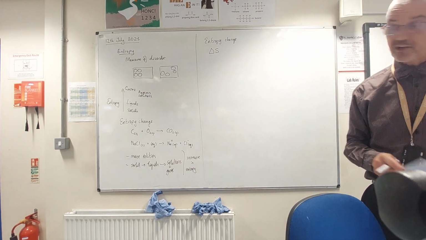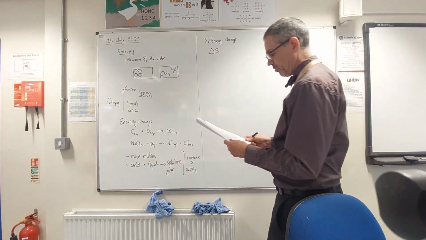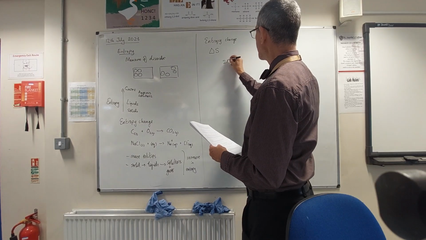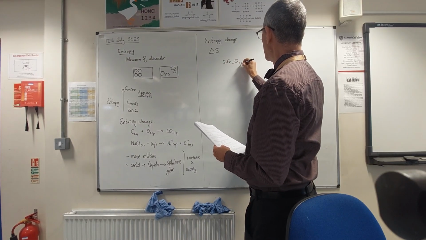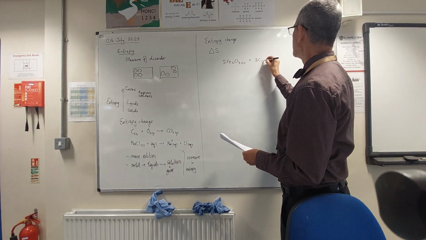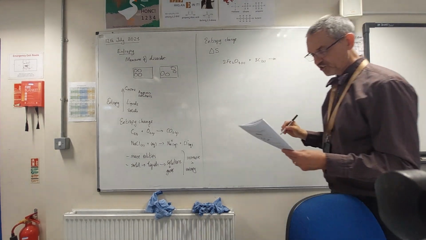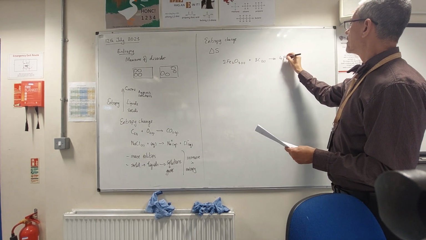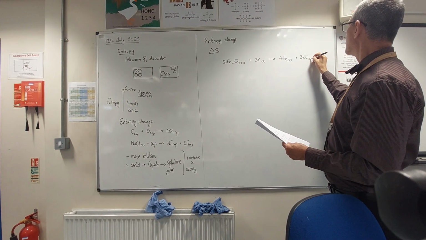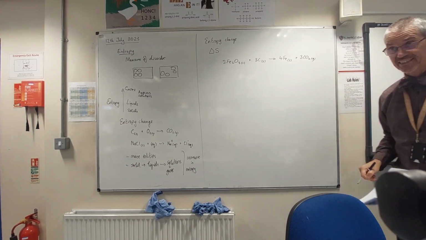Okay, and I'm just going to follow through the one I've got in the book here. So I've got a reaction where we're taking iron ore, that's a solid, and some carbon, that's a solid as well. And I'm making solid iron, but carbon dioxide gas.